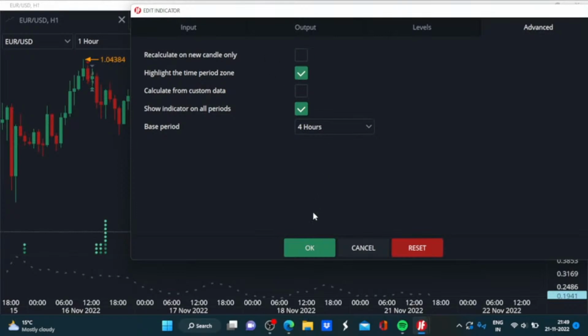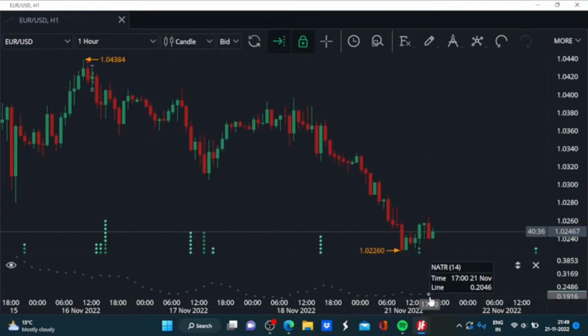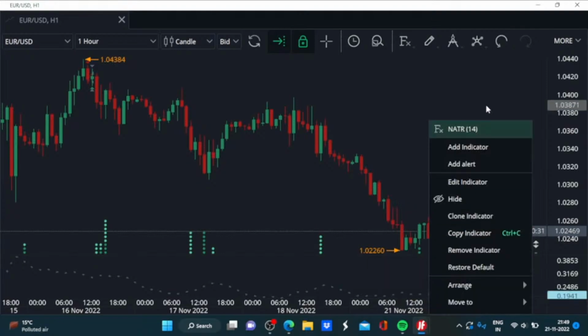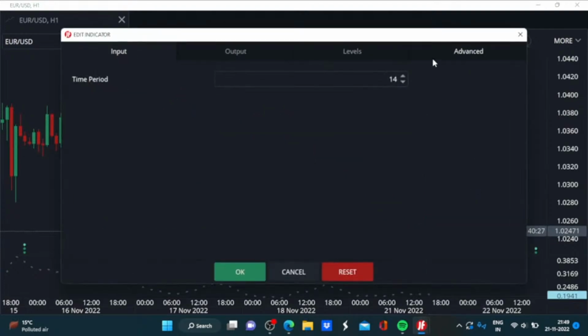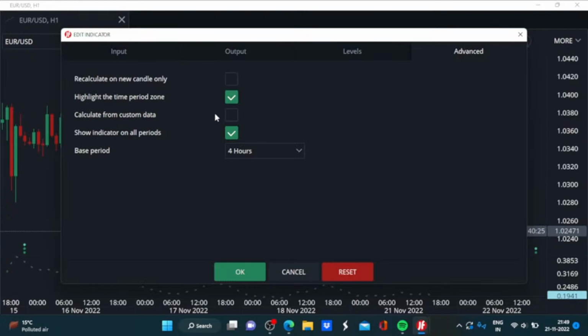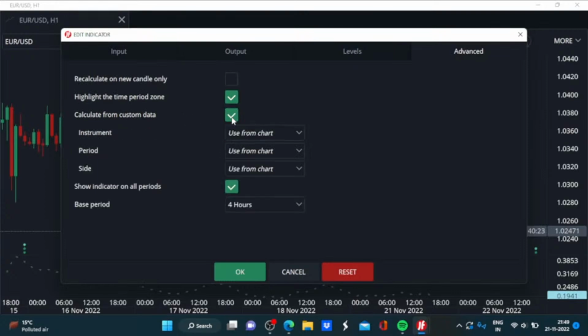If you want the candle period calculation period to be highlighted, you can go for this option. It makes it easier to remember what calculation period you are relying on while getting this output value. You can customize the calculation further. You can use this indicator on almost all of the instruments available on the platform.